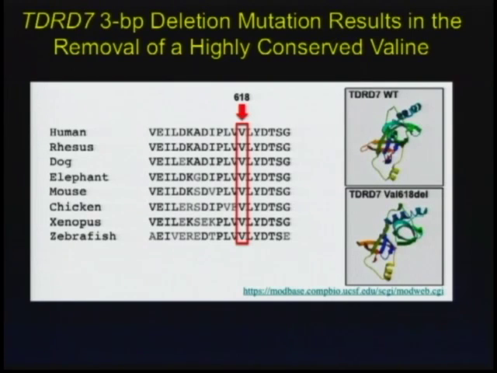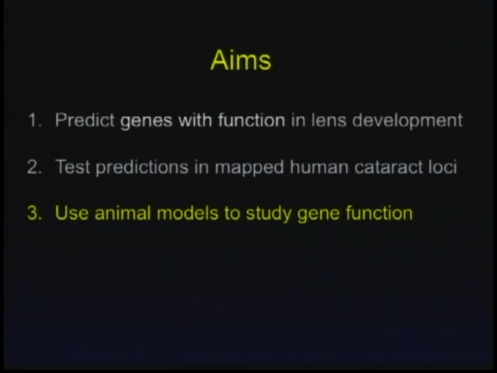So we now were confident that we were on the right track. Tdrd7 was indeed perhaps one of the new cases of cataract genes predicted by iSyTE in humans. So we decided to go ahead with our animal studies to gain insight into Tdrd7 function.